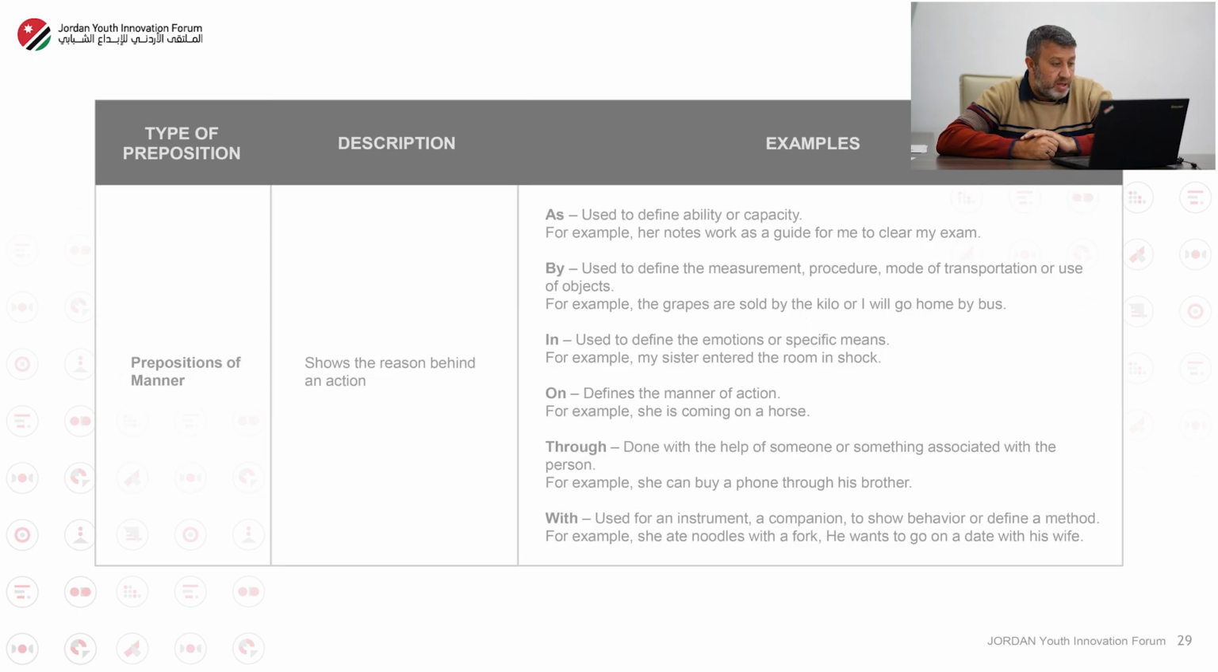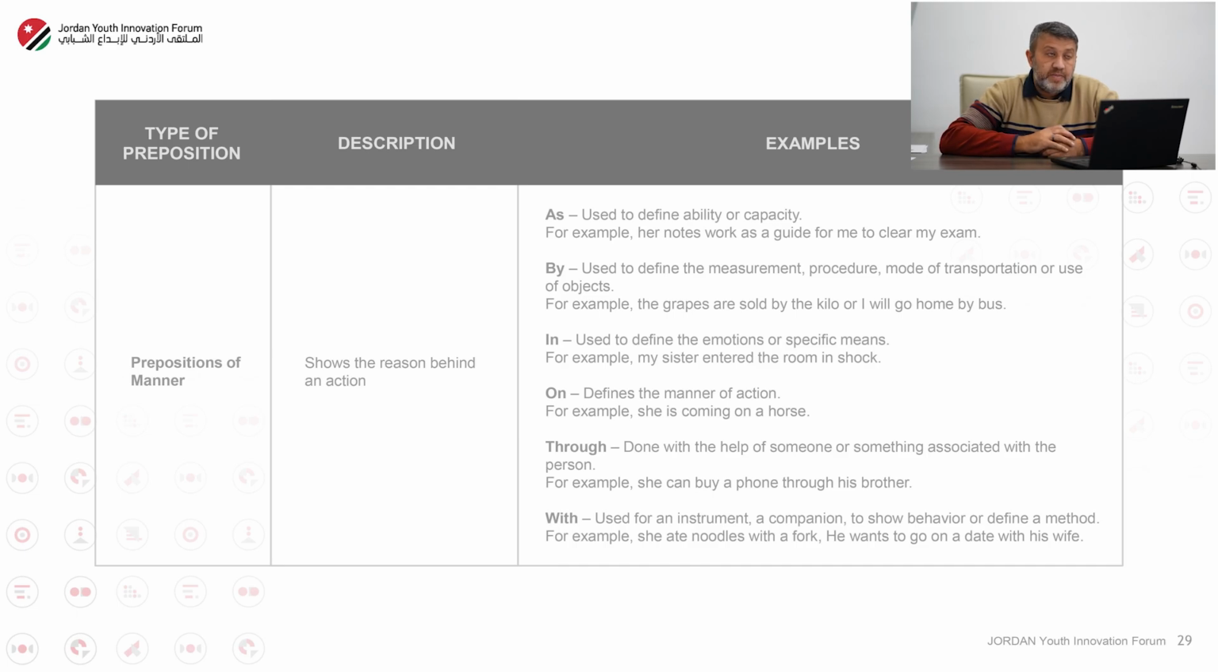Now if you look at this preposition of manner, they show us why something happened, for example. Look at, for example, as, used to define ability or capacity. Her notes work as a guide. Her notes work as a guide. Here, as tells us what is the benefit of these notes, why these notes are valuable to us. So if I want to say something about someone's work, I use as.